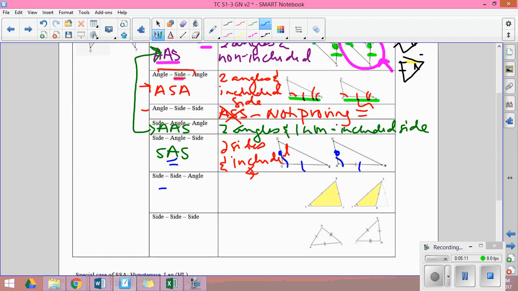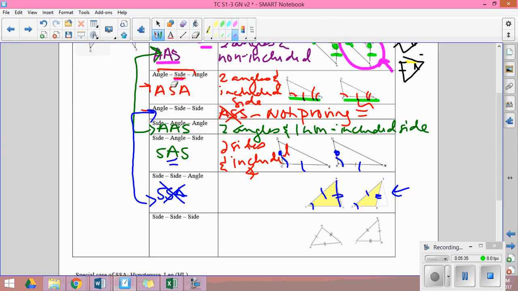Side-side-angle does not prove. That is the same thing as our bad word up here. It doesn't matter if you change the order, it still doesn't prove. Here's a picture of how we could potentially have this side here. If we know this side, we know this side, and we know this angle, that double hash could end up swinging out, or it could swing in and could make two different triangles, and that's why it doesn't prove congruency.